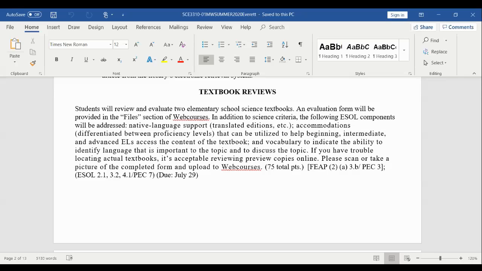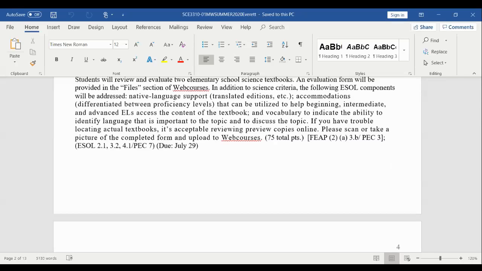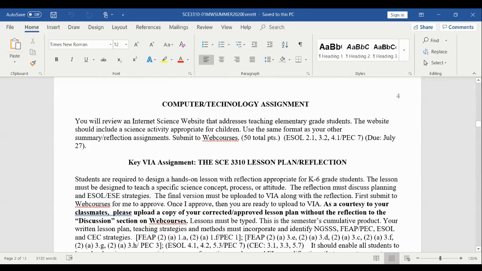Let's do July the 29th. Computer technology assignment. This is kind of redundant because everything you're doing is on the computer. But this gives you an opportunity to go and find any website that has an elementary science activity for the classroom. Same, you get more points for it, but same summary, reflection, reference.